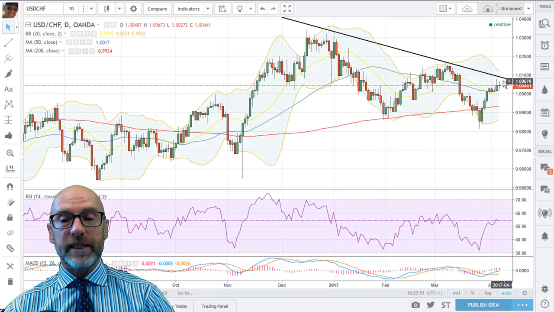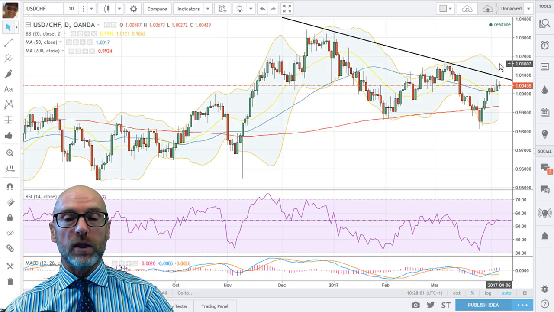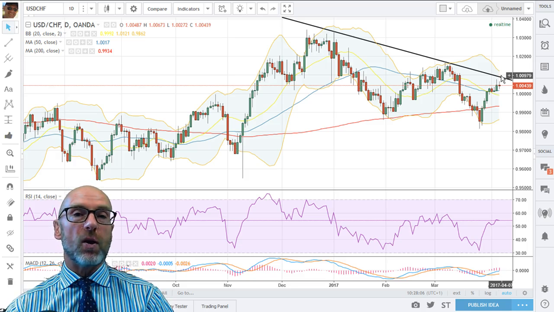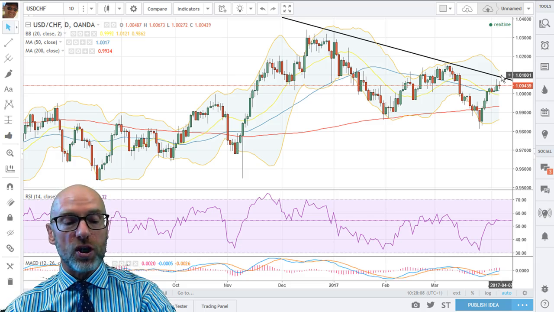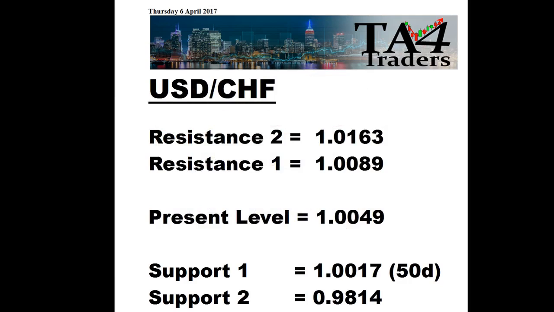The key are these levels that are on the daily, which I'll give you in a second, and if it can break this downtrend, it will go a lot further. But the weekly at the moment is suggesting that this may not happen. But be aware of the levels I'm about to show you, because they will be the key. And that's resistance at 10089 and then 10163. With on the downside support at 10017, the 50-day moving average, and then 0.9814.